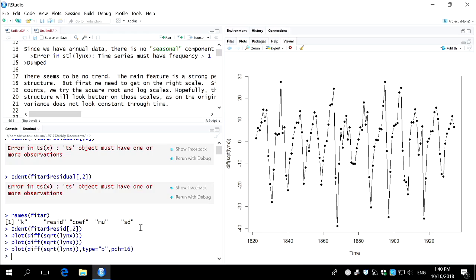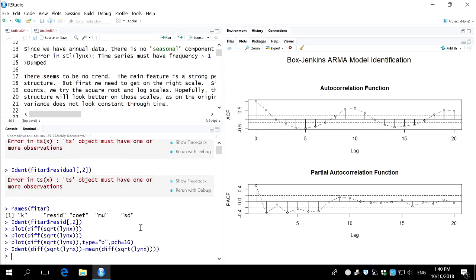Let's do a Box-Jenkins identification. Ident of diff of square root lengths minus the mean of diff of square root lengths. That's what I get. Now, let me explain what I did there.